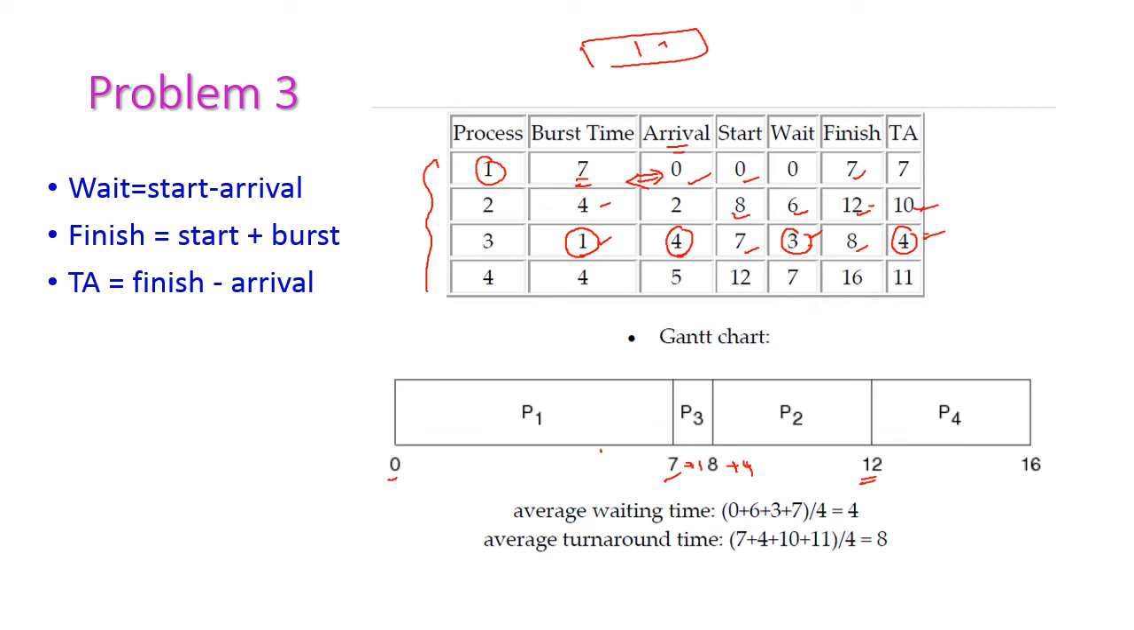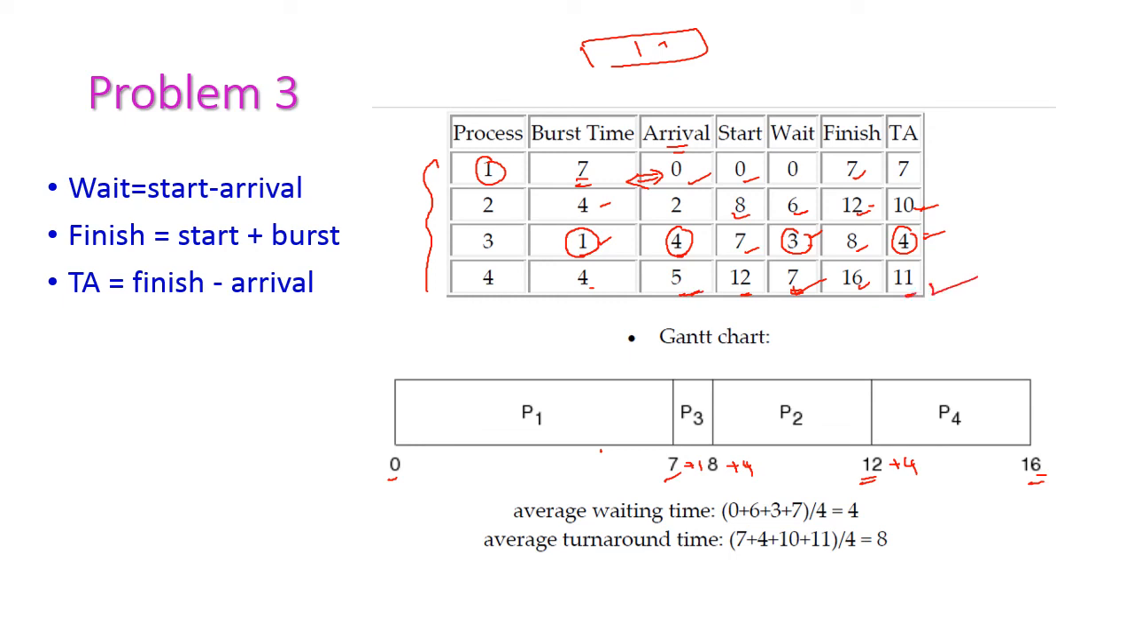Okay, next P4 will start executing here. P4 will start at 12 and burst time is 4. So 12 plus 4, which is equal to 16. Okay, the finishing time is 16 here. Next, the waiting time. Waiting time is start time minus arrival time. 12 minus 5, which is equal to 7. And turnaround time, finishing time minus arrival time. Okay, 16 minus 5, which is equal to 11.